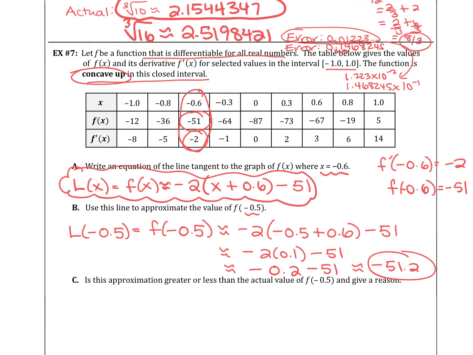Which makes sense because you can see what the y coordinates here are in the table. You can see the function is decreasing here, right, in this general area? So between negative 0.6 and negative 0.3, we can see the function is decreasing because the value of f of x is going down. And so it would make sense, it's not out of the realm of possibility that negative 0.5 would have a y coordinate of negative 51.2.